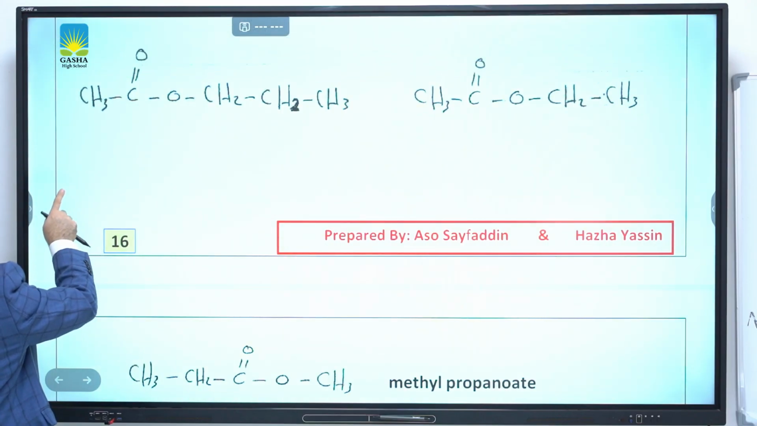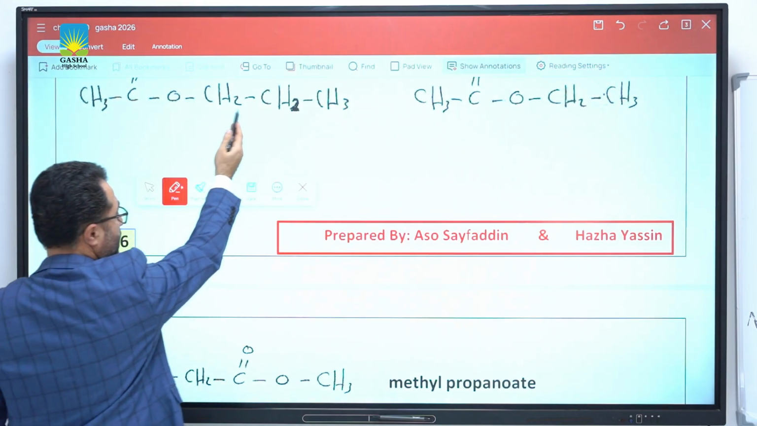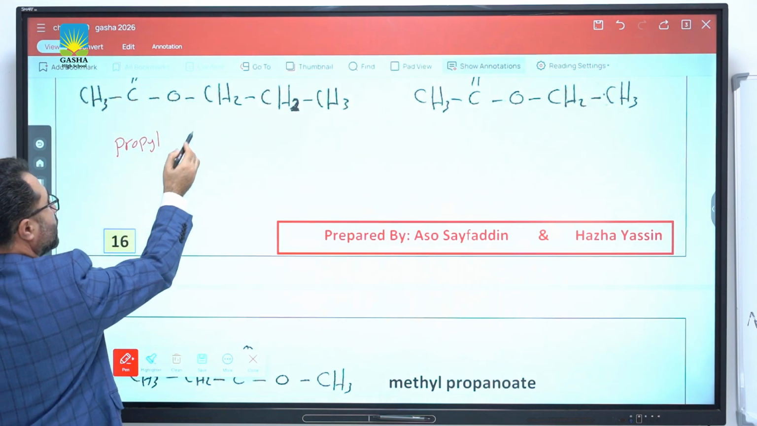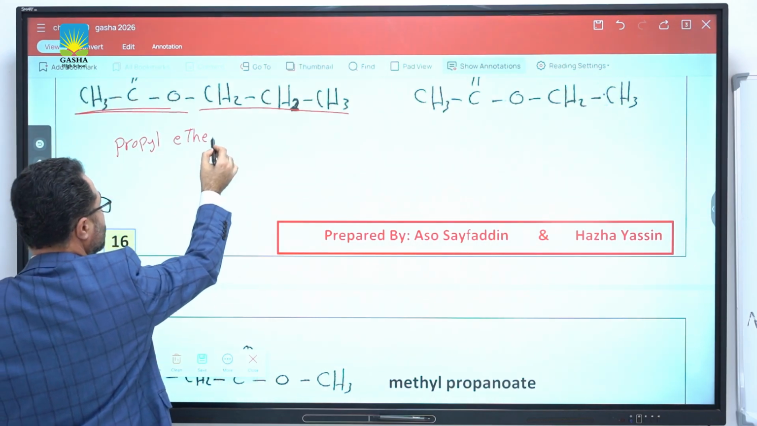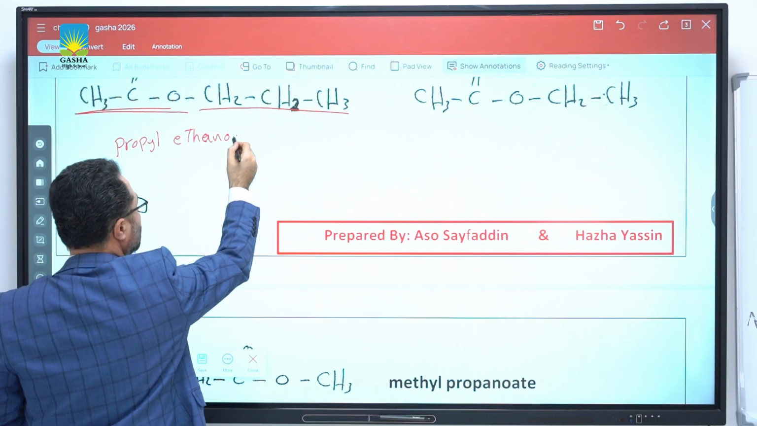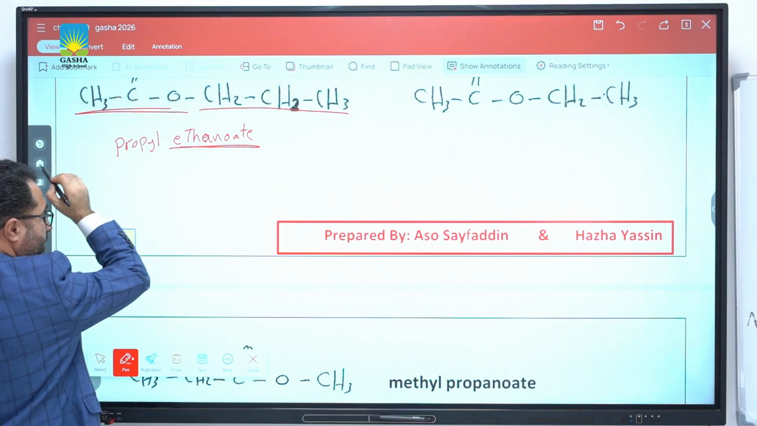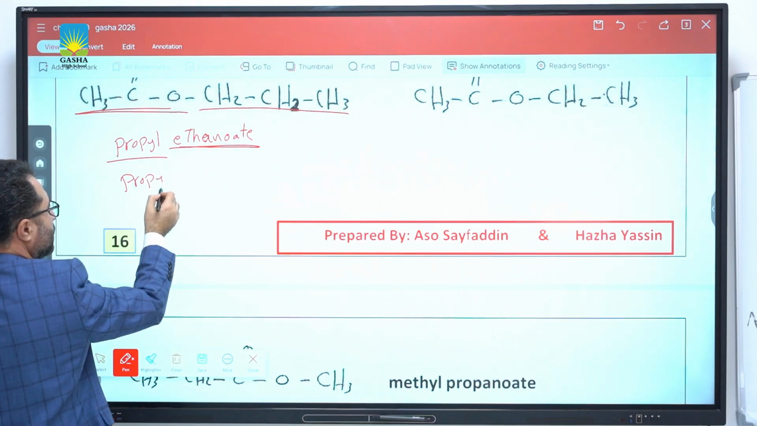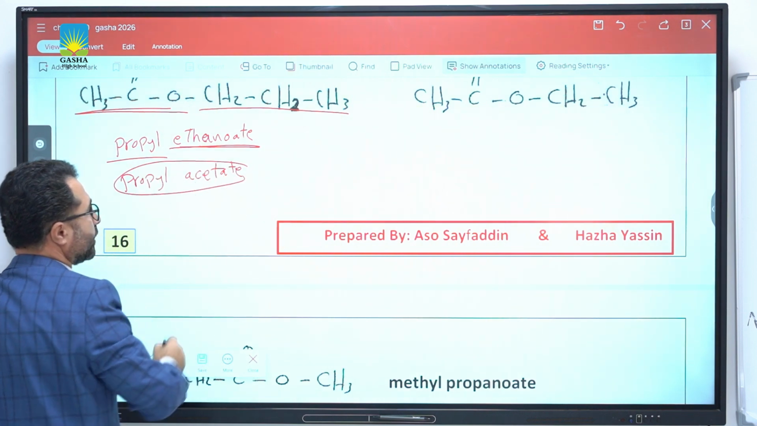Here on the right side we have 3 carbons, so it will be propyl. On the left side we have 2 carbons, so it's ethanoate: ethane plus OATE. Because the left side has 2 carbons, it will be acetate. But the propyl is the same. Propyl acetate is the common name of propyl ethanoate.